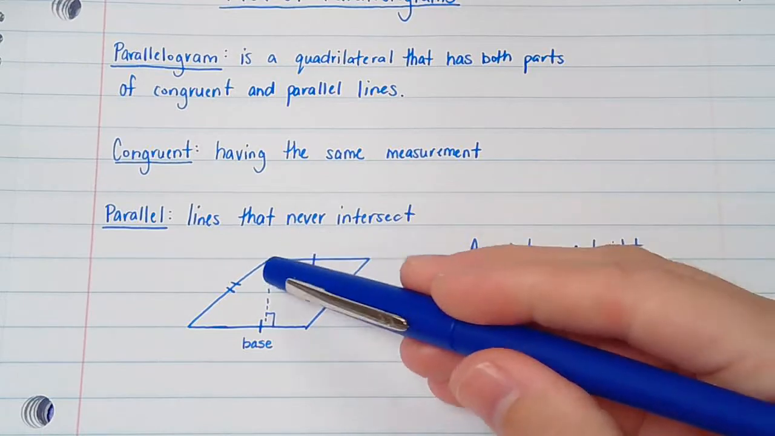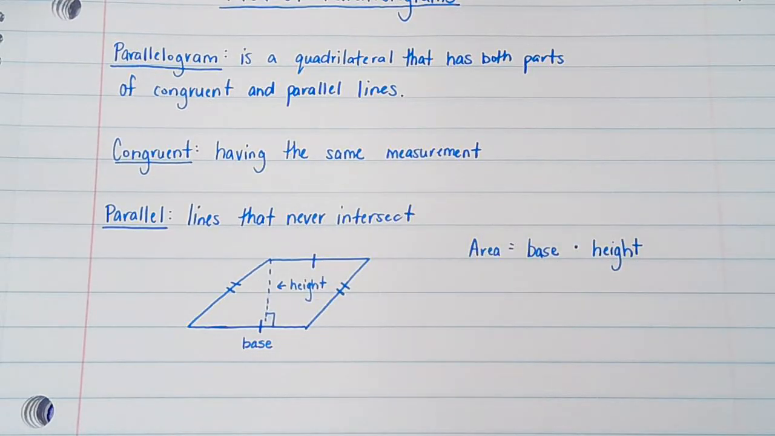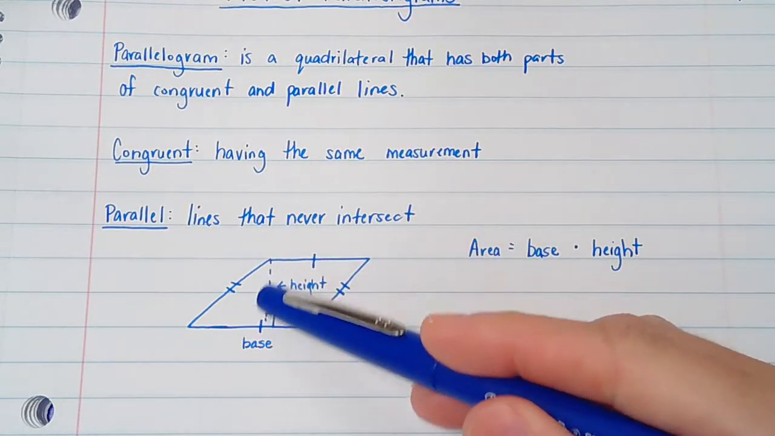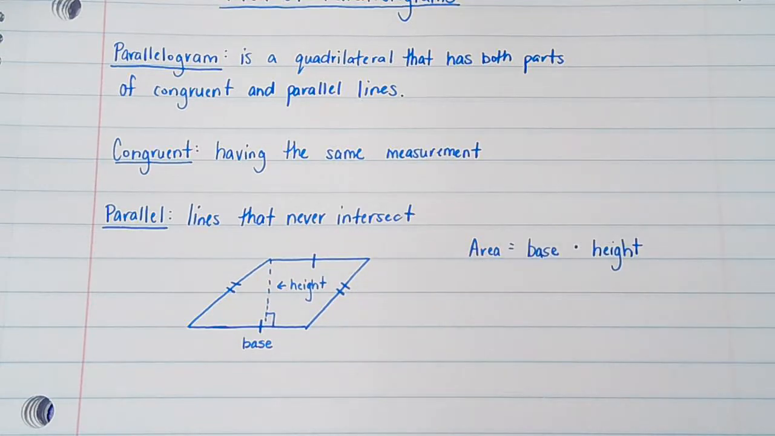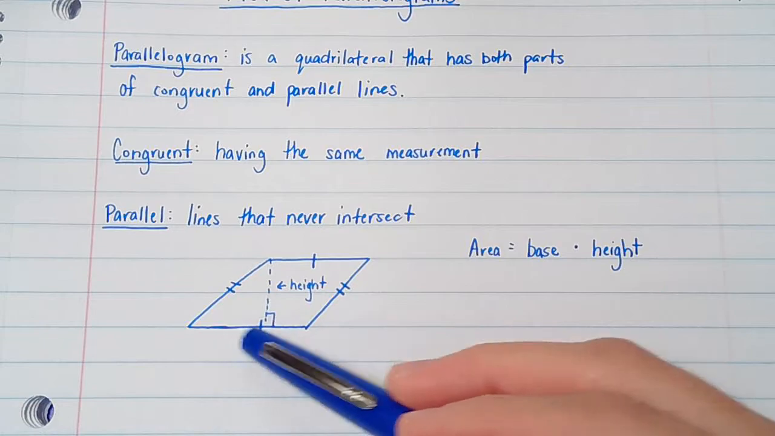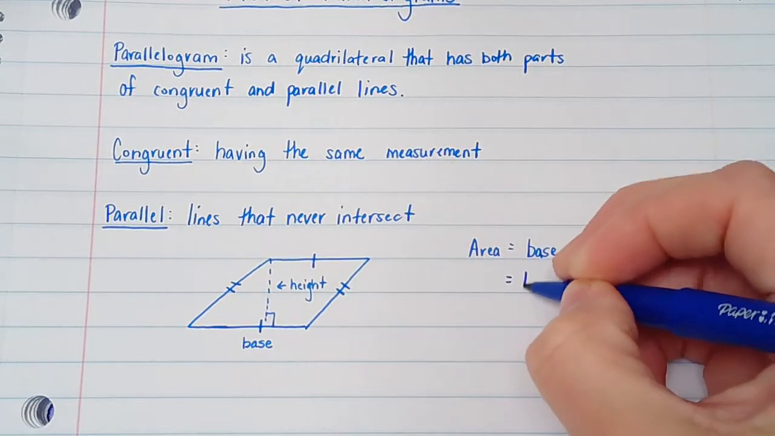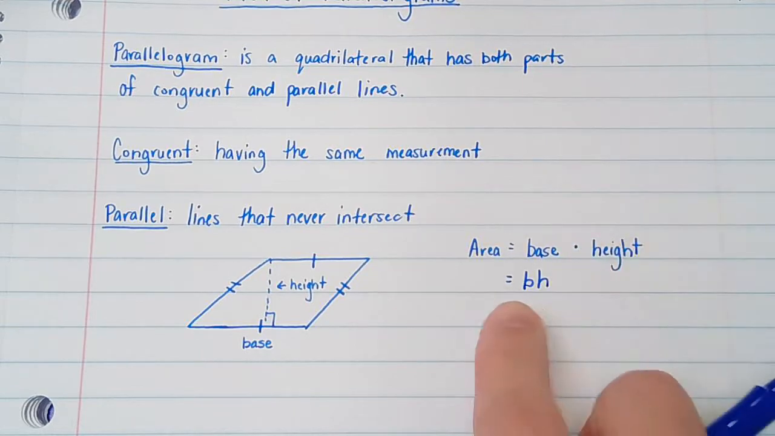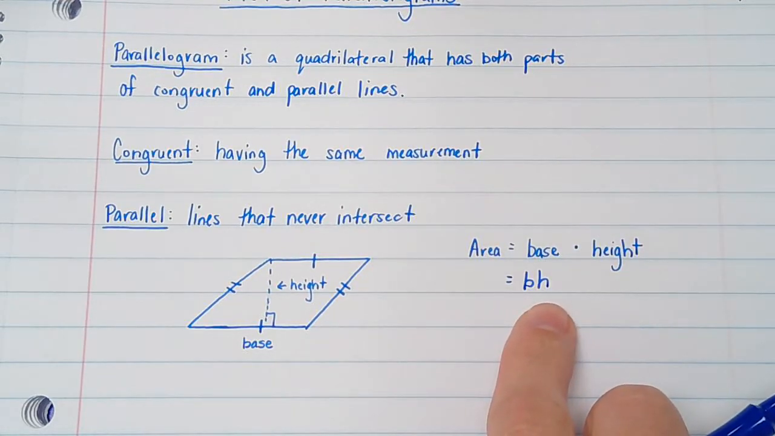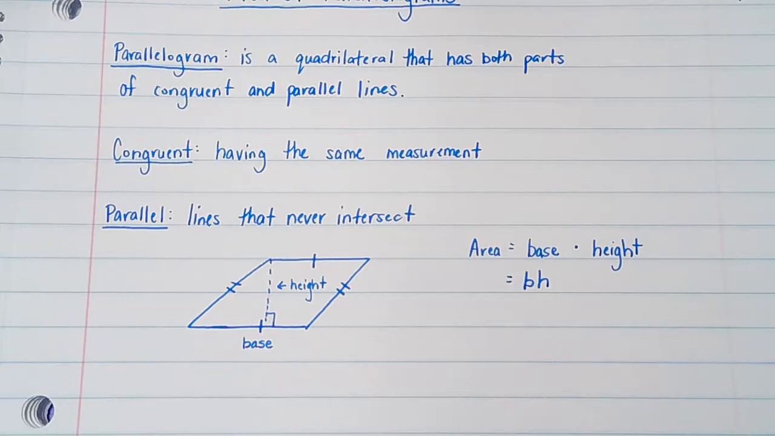Okay, this dotted line right here is not a side of the figure. Okay, it's an imaginary line drawn to help you find the height. Okay, so all you'd have to do is to multiply this number down here times this number right here to get your area. So we can shorten that by just putting BH. When you have two letters side by side, it means they're multiplying. We're going to get more into that as the year goes on, but just when you see two letters side by side, it means they're multiplying.